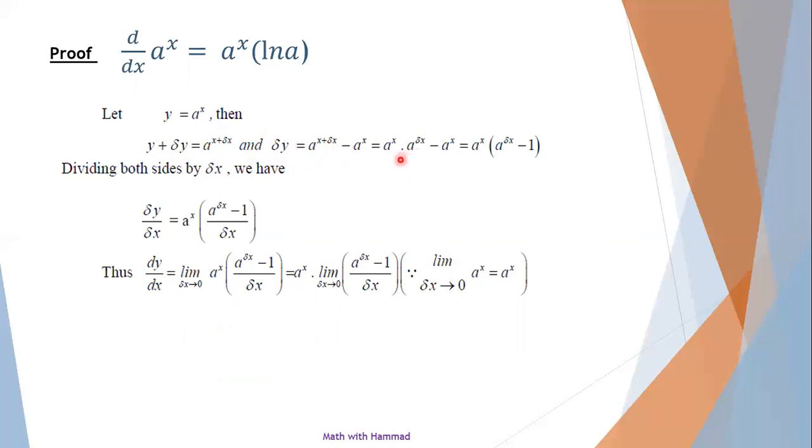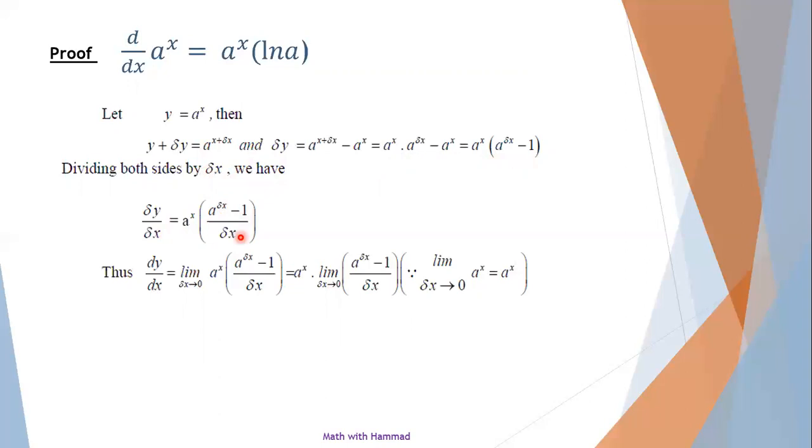Because if bases are same, then powers will add, and if power is added, then we can write in form of same base. A raised to power x into a raised to power del x minus a raised to power x. We can take a raised to power x common. The remaining is a raised to power del x minus 1. The third step of the by definition, first principle, ab initio method, is divided by del x on both sides. When we divide del y by del x, the left hand side will become del y by del x, and right hand side is a raised to power x, a raised to power del x minus 1 over del x.